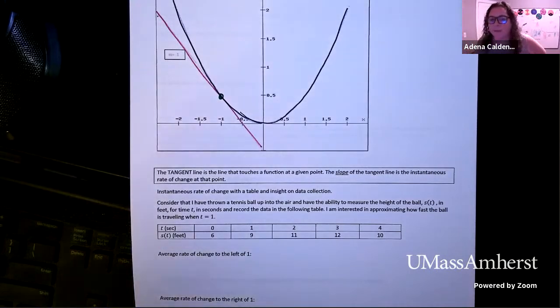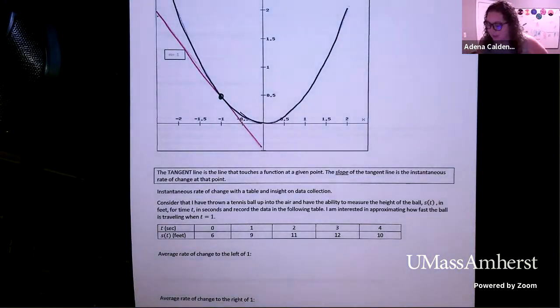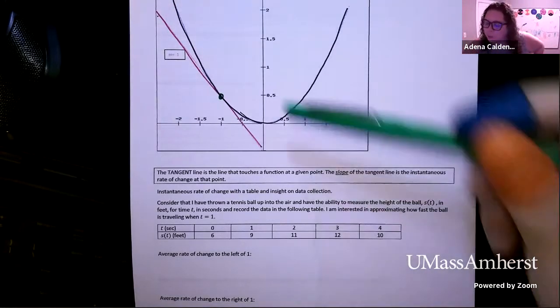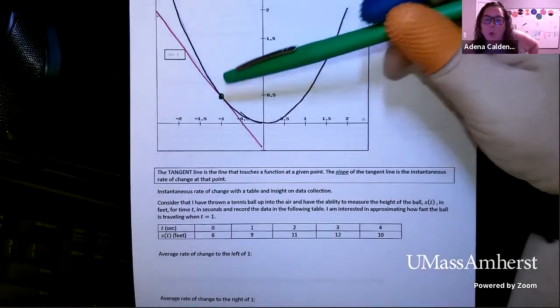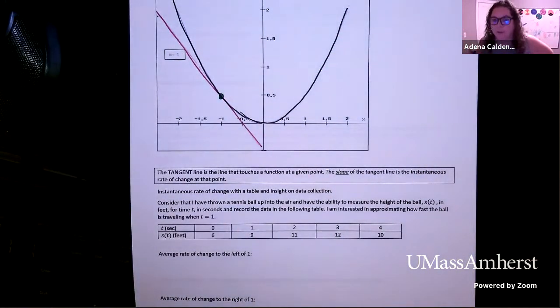And if we are able to figure out the tangent line, the slope of the tangent line is the instantaneous rate of change at that point. So again, the slope of a secant line is the average rate of change. The slope of a tangent line is the instantaneous rate of change. Because we're only touching at 1 point, we can't just use the average rate of change, because we only have 1 point to work with.